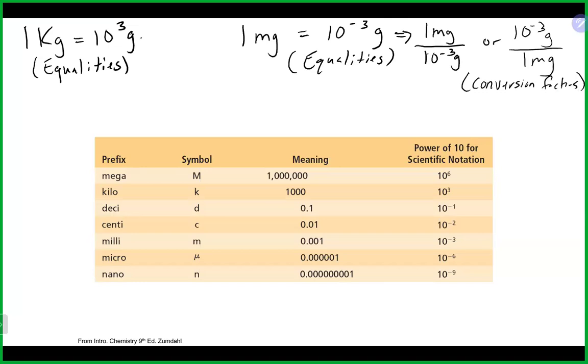You could also get two conversion factors from this equality. You could say 1 kilogram over 10 to the 3 grams, or 10 to the 3 grams over 1 kilogram. And once again, these are conversion factors.